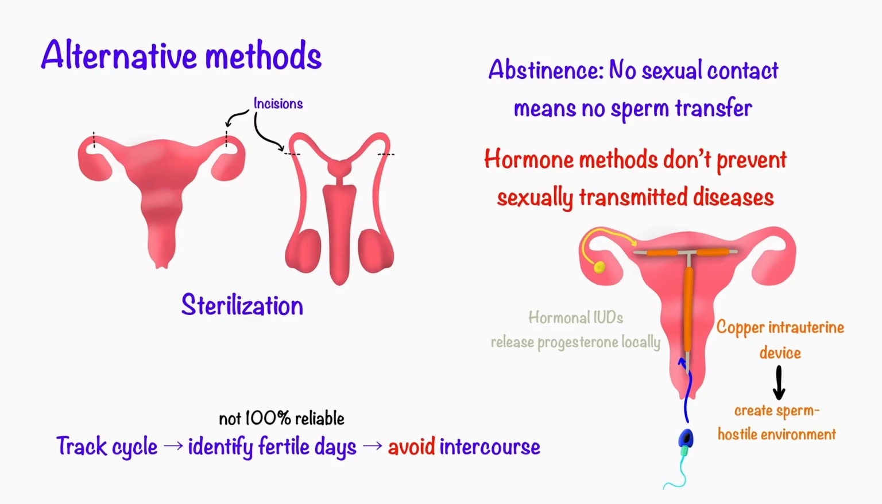Each contraceptive method has advantages and disadvantages regarding effectiveness, ease of use, potential side effects, and protection against sexually transmitted diseases. Understanding how different contraceptive methods work allows people to make informed choices about their reproductive health and family planning.